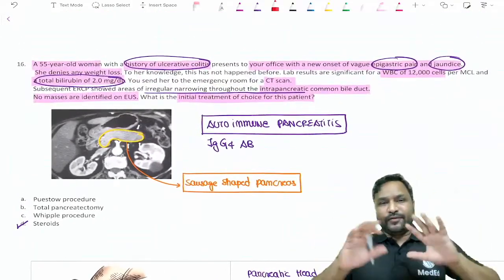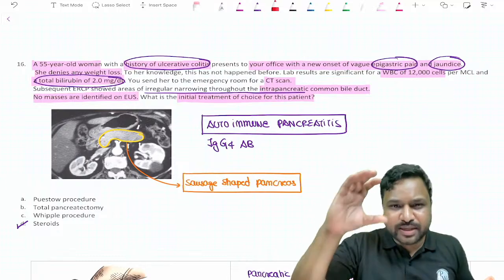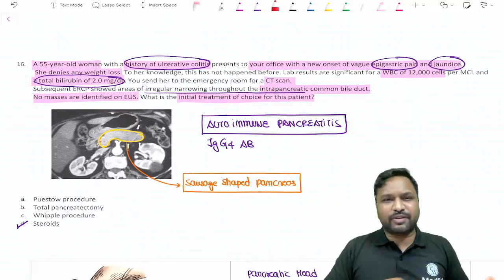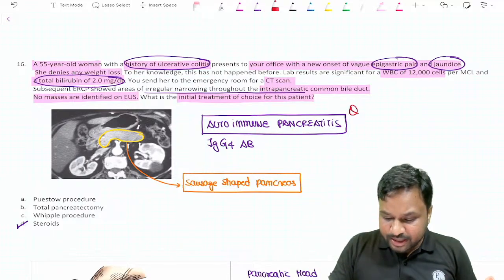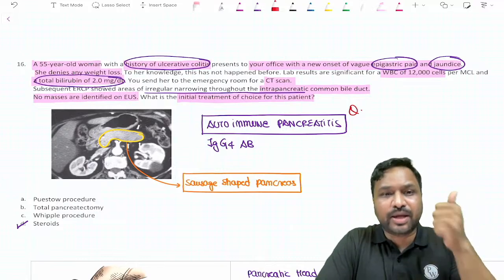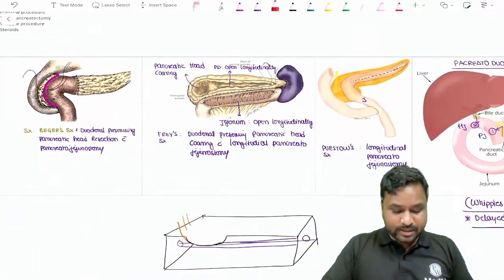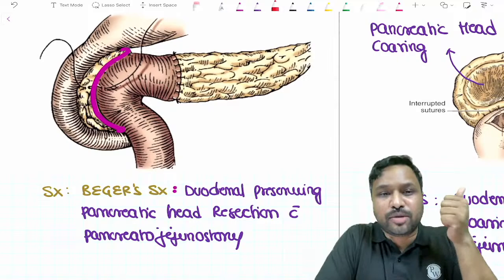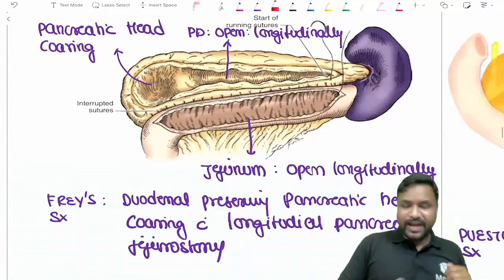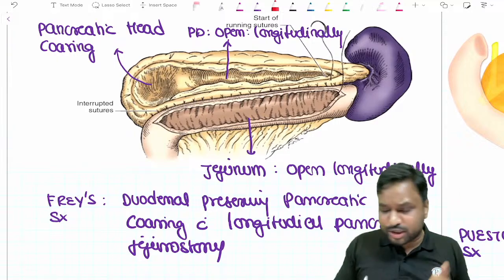Now, if you see an image like this where you have an abnormal pancreas and the pancreas looks like a bulky sausage, it is what we call a sausage pancreas seen in autoimmune pancreatitis. Where do you see it? It is an IgG4 associated pancreatitis. What are the surgeries that you can do for chronic pancreatitis? Number one, Beger surgery, duodenum preserving pancreatic head resection. Frey surgery, what is that? Duodenum preserving pancreatic head coring with longitudinal pancreaticojejunostomy.